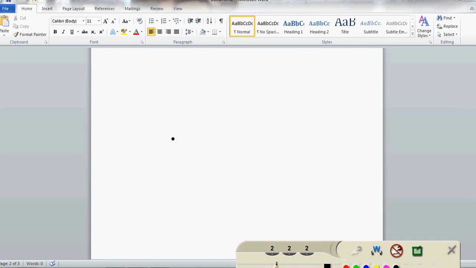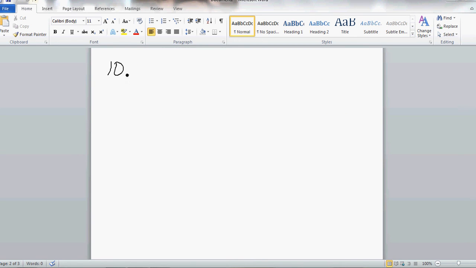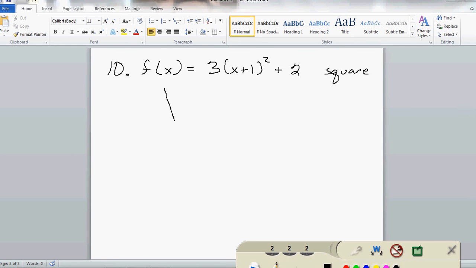Example 10. F of x equals, we got a whole bunch of things going on here, 3 times x plus 1, the quantity squared, plus 2. Okay, first thing, the mother function, the parent function. Well, I've got x being squared, so it is the square function.